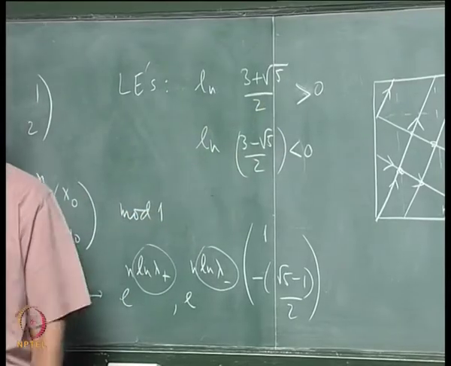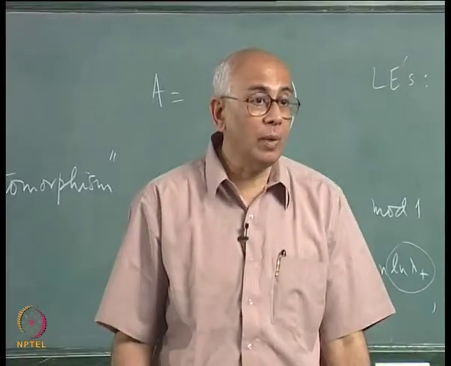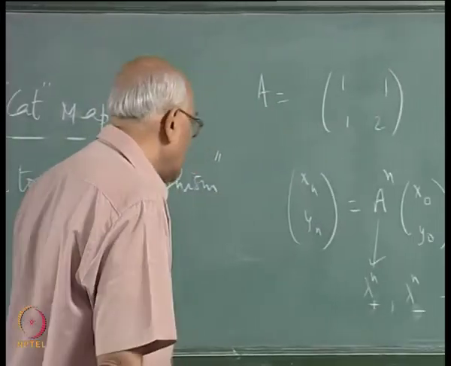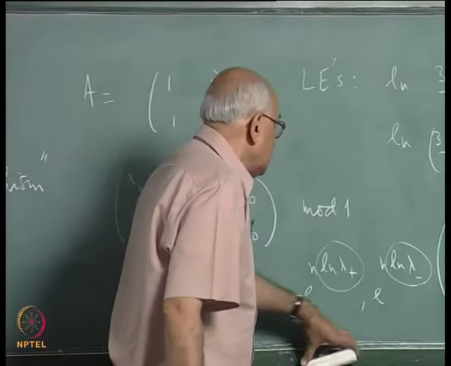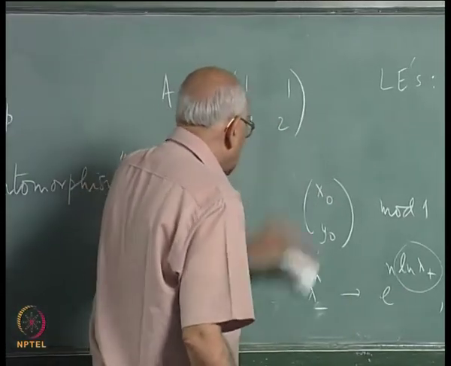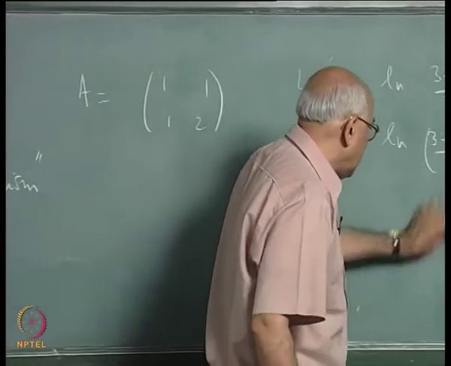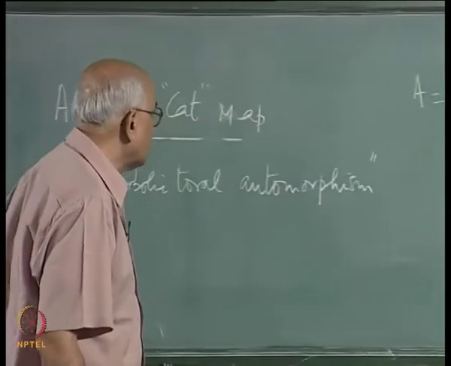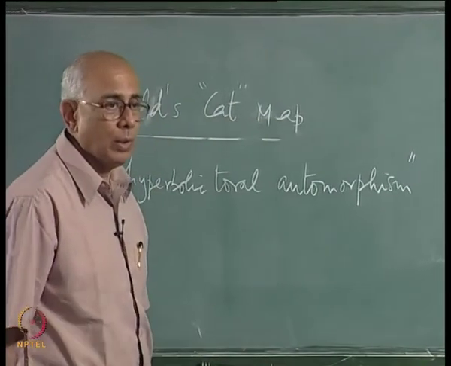Let us try to find what the periodic points are. Where are the fixed points of this map, and where are the periodic points of this map? How would we do that? Well, I need to know when this map leaves a point unchanged, and this is not so trivial to do, but let us see what to do about it.